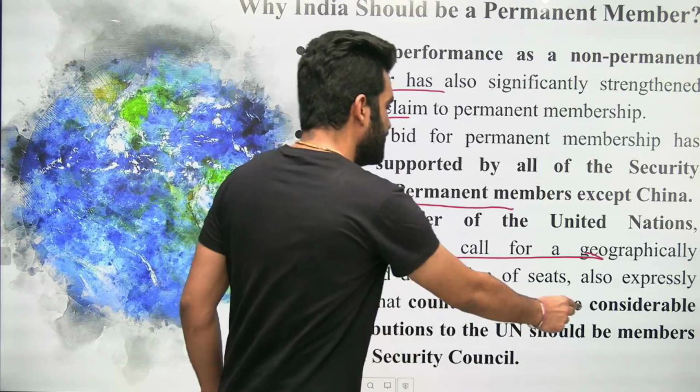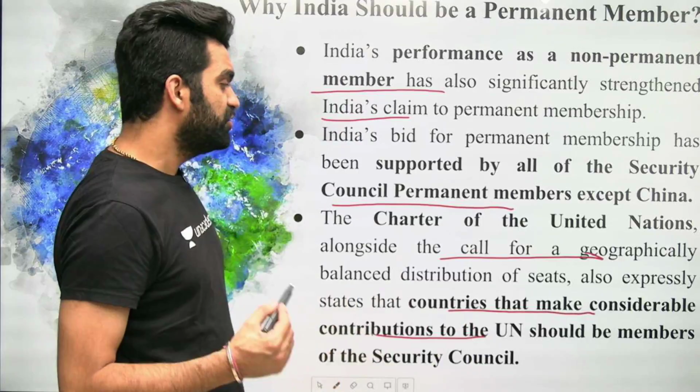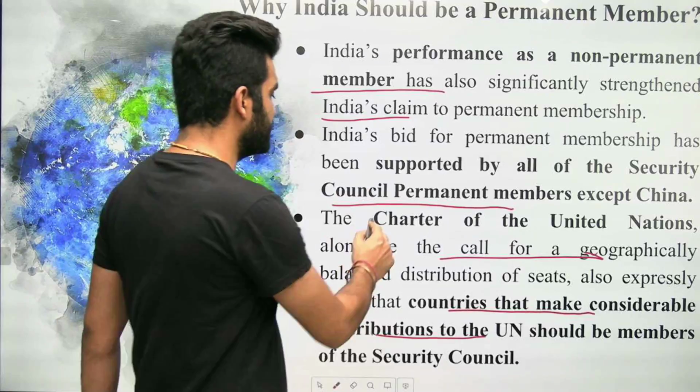The Charter of United Nations, alongside the call for a geographically balanced distribution of seats, also expressly states that countries that make considerable contributions to the UN should be members of the Security Council. The Charter of United Nations, the foundational document, is saying so, right?